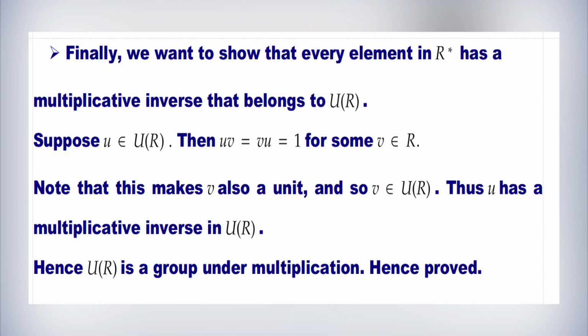Finally, we want to show that every element in U(R) has a multiplicative inverse that belongs to U(R). Suppose u belongs to U(R), then uv = vu = 1 for some v in R. Note that this makes v also a unit, and so v is in U(R). Thus, u has a multiplicative inverse in U(R). Hence, U(R) is a group under multiplication. Hence, we proved.